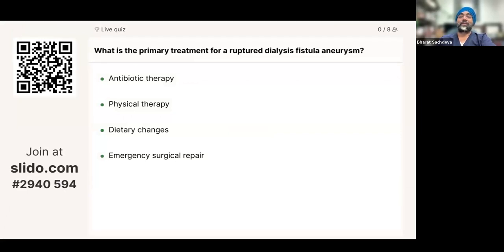All right, what is the primary treatment for a ruptured dialysis fistula aneurysm? Start the patient on antibiotic therapy. Start the patient on physical therapy. Call the friendly dietitian. Call the friendly surgeon.